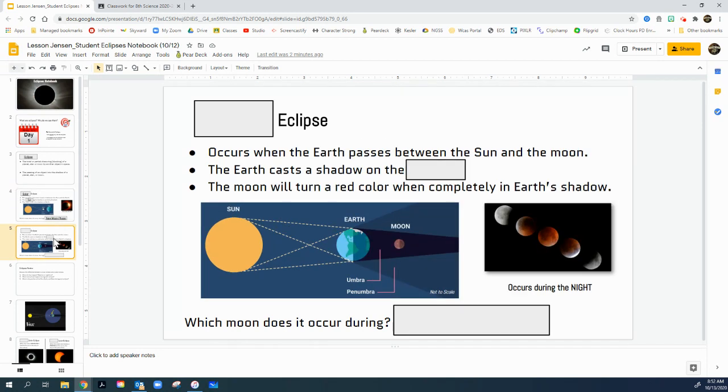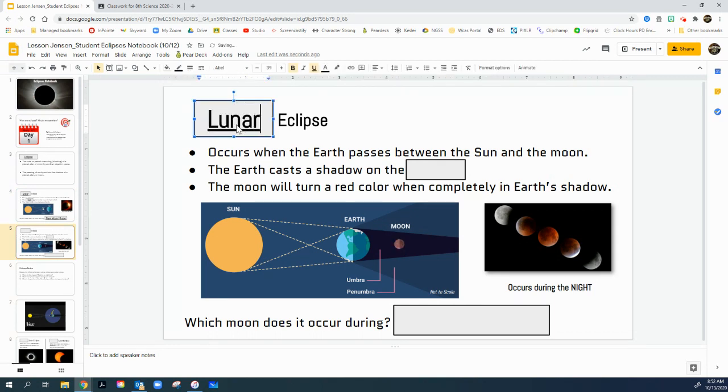When the moon tucks behind the Earth, we have what's called a lunar eclipse. Luna being the word for moon, a lunar eclipse is when the moon is eclipsed by the Earth. So now the Earth is blocking the sun from the moon in a lunar eclipse. Now, it occurs when the Earth passes between the sun and the moon? No, it does not. Not at all.